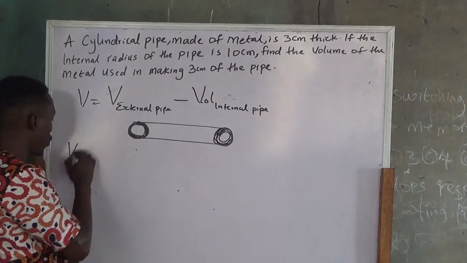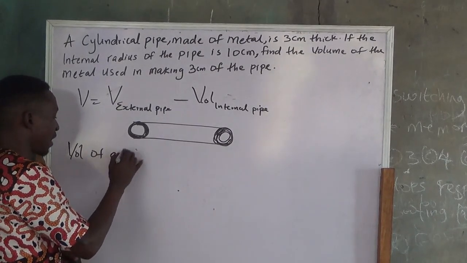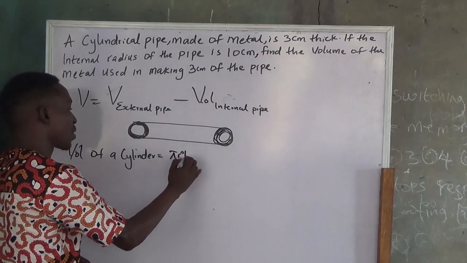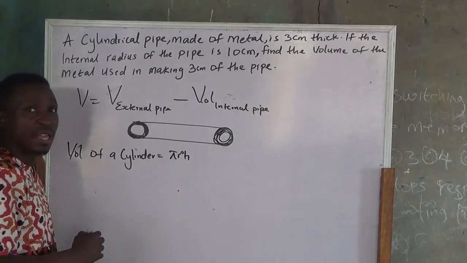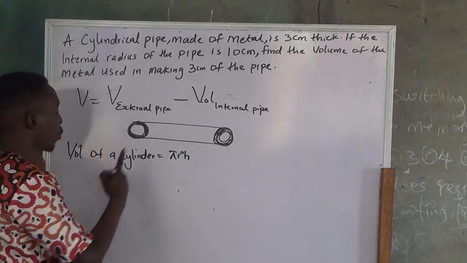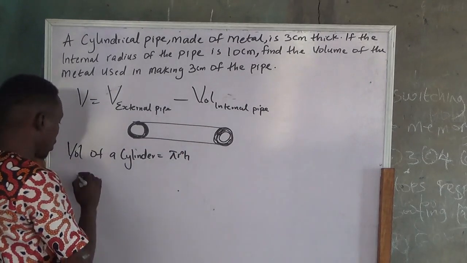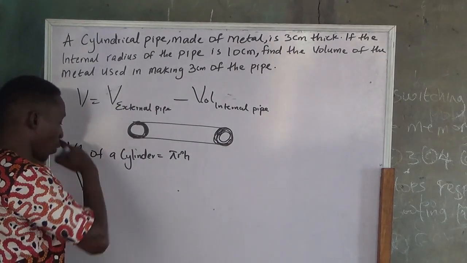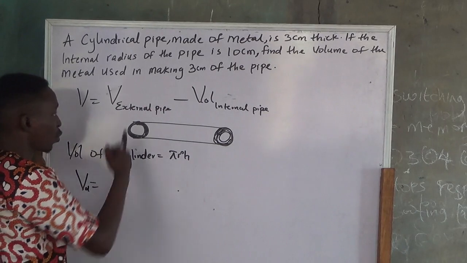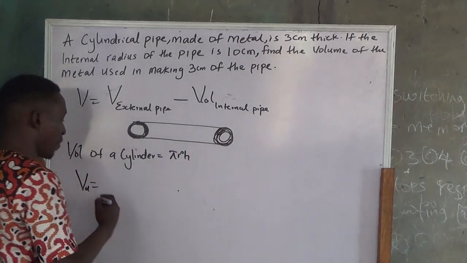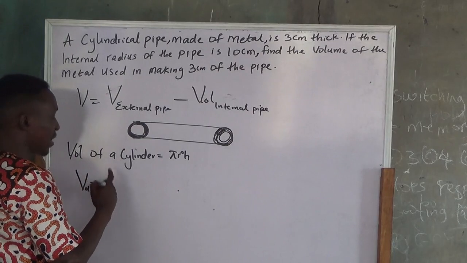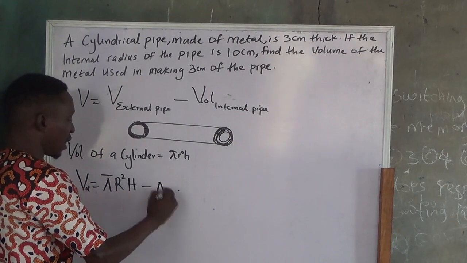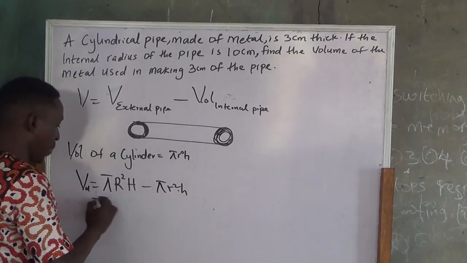The formula for volume of a cylinder is pi r square h. That's the formula for volume of a cylinder. So we are going to use that now to solve this problem. The volume of metal used to produce 3 centimeters of that pipe is going to be volume is equal to, like I said, volume of external pipe minus volume of internal pipe. So let's call the external pipe, we are going to use capital letter for the external pipe and small letter for the internal pipe.